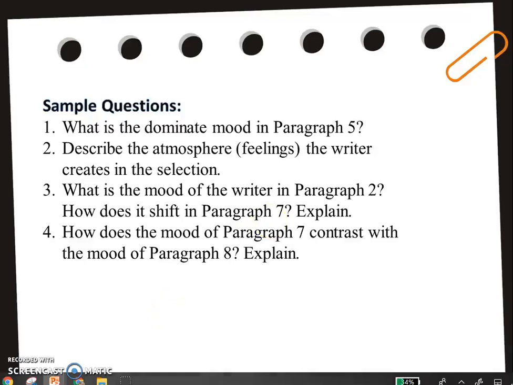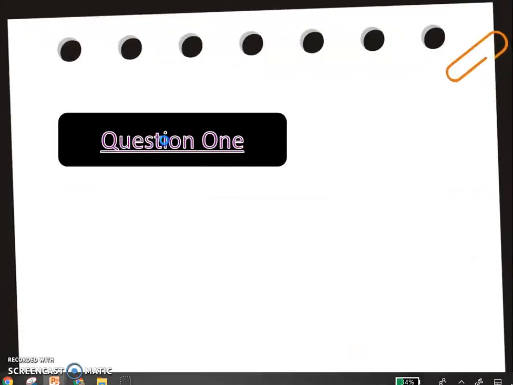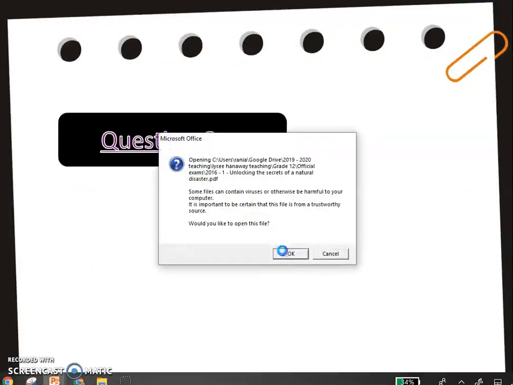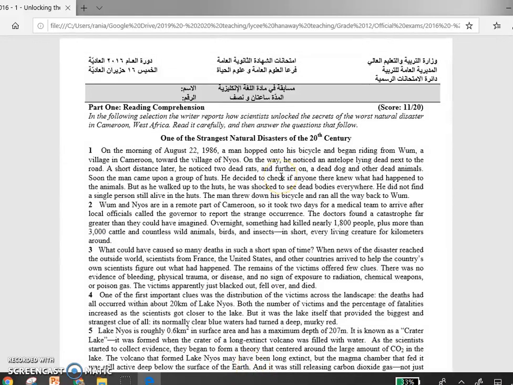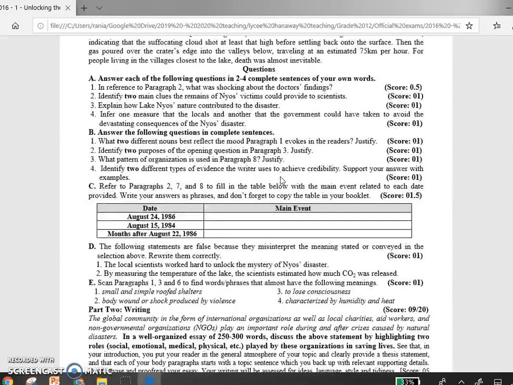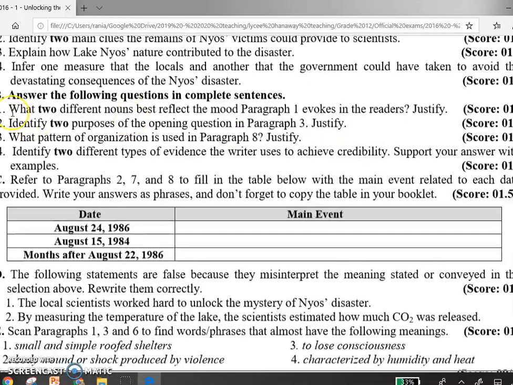So let's start with the practice. Question 1. Okay, so that's a question from the official exams. You know, this is the only question about the mood in the official exam, but who knows, they might get it in any official exam, so be ready. 2016. Okay, number 1. What two different nouns best reflect the mood the paragraph 1 evokes in the readers? Justify. And we have 1 grade.